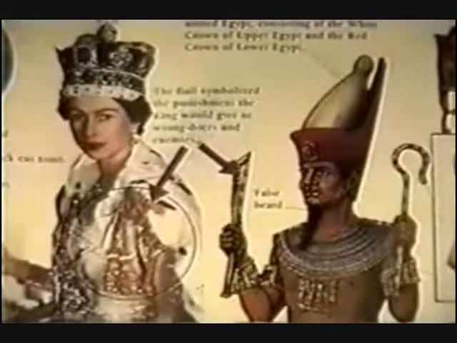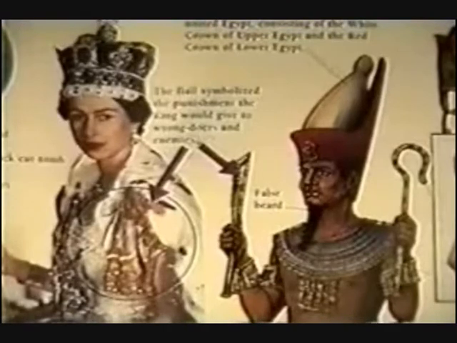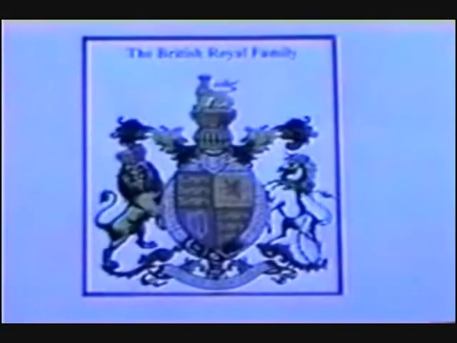The queen's punishing flail or whip is partially hidden under her arm. The flail or whip also originates with the pharaohs of ancient Egypt. The symbols on the British coat of arms reveal Britain's Hebrew origin.